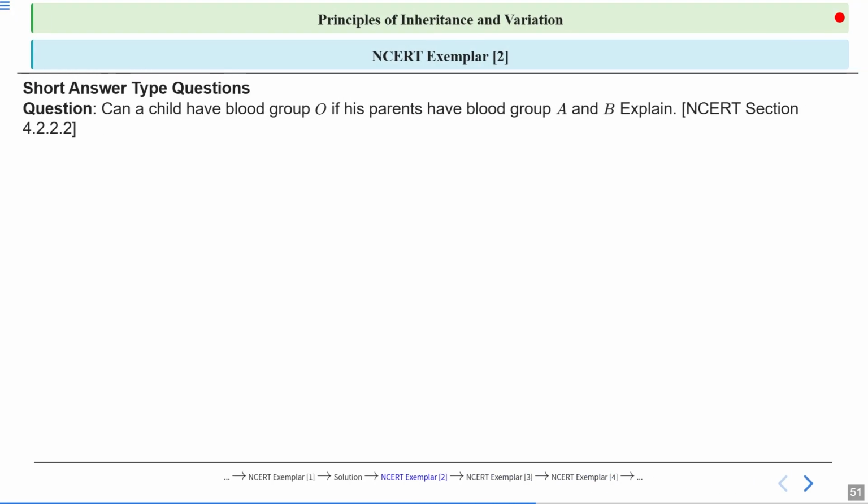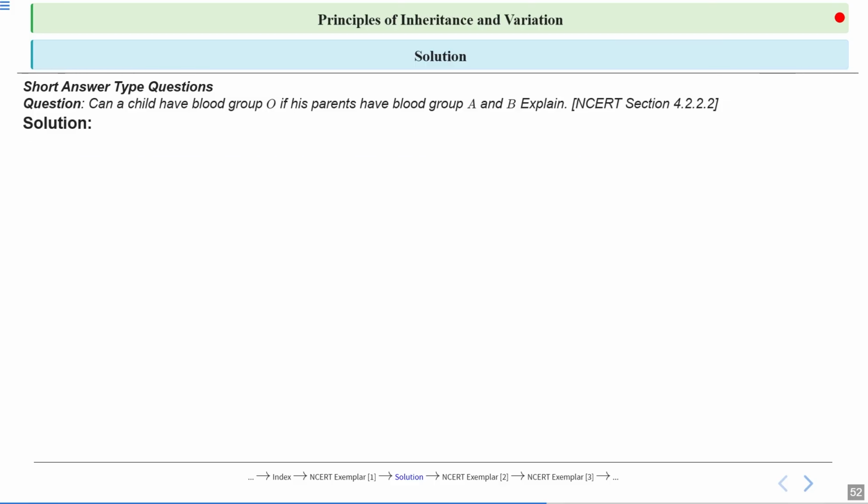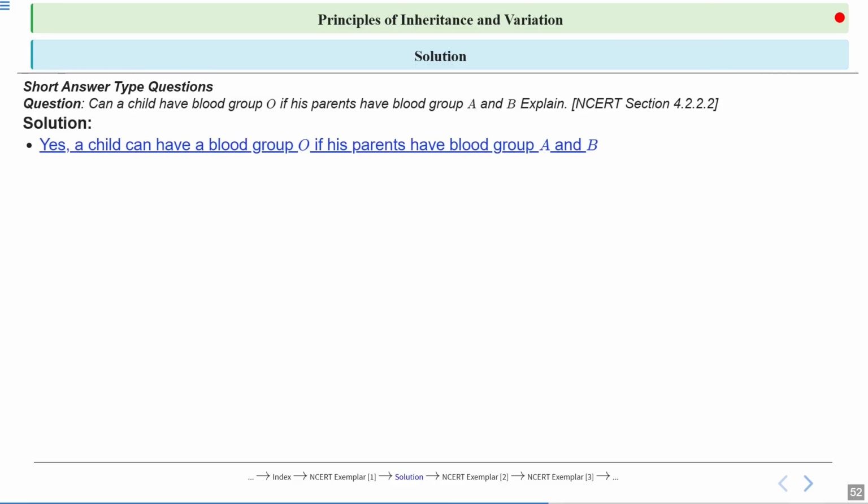The next question: can a child have blood group O if his parents have blood groups A and B? You have to explain. Okay, can parents having blood groups A and B have a child having blood group O? So let's have a look at the answer. So yes, a child can have blood group O if the parents have blood groups A and B. Okay, blood group O means that the child will have the genotype small i, small i.